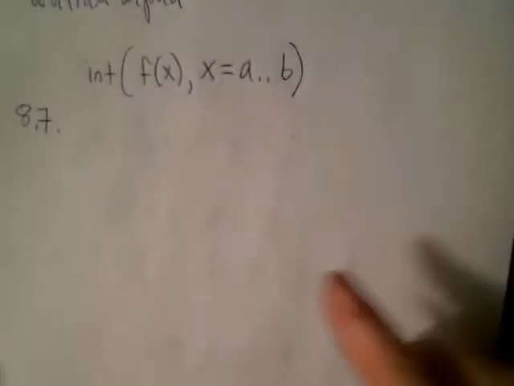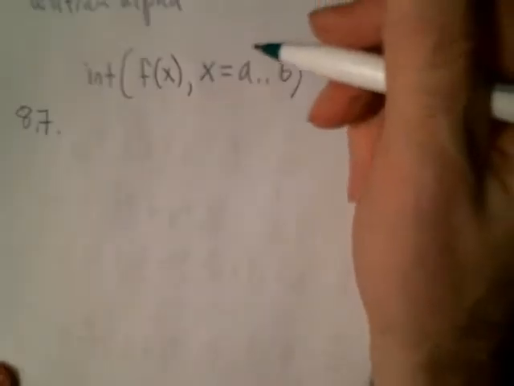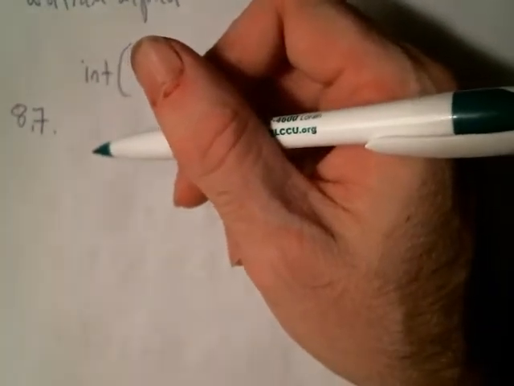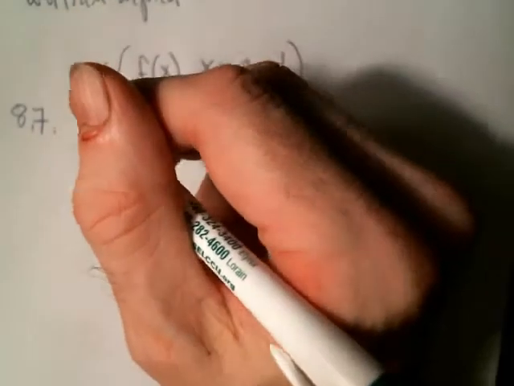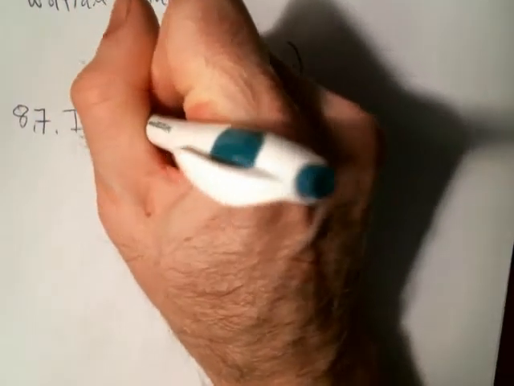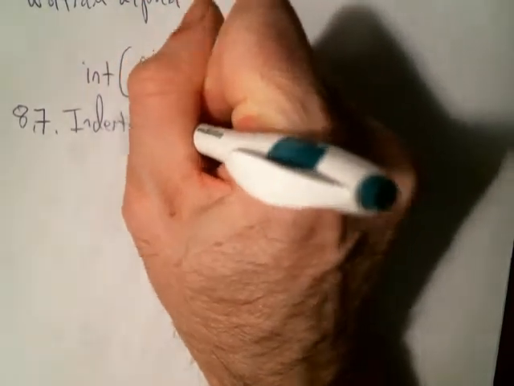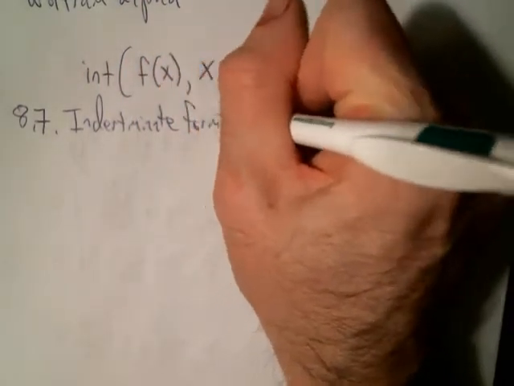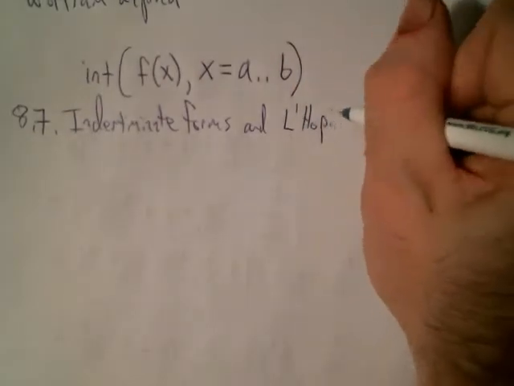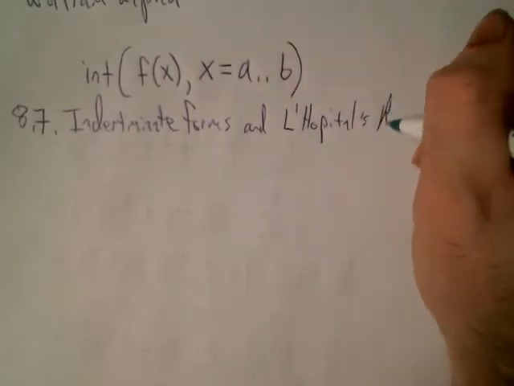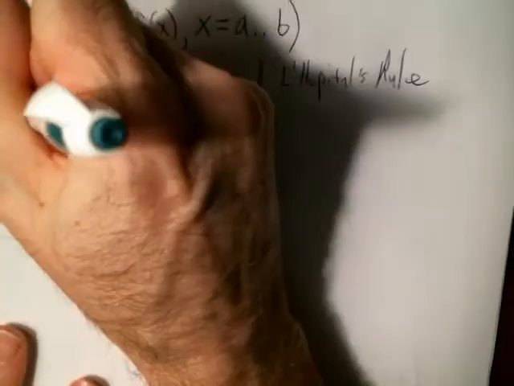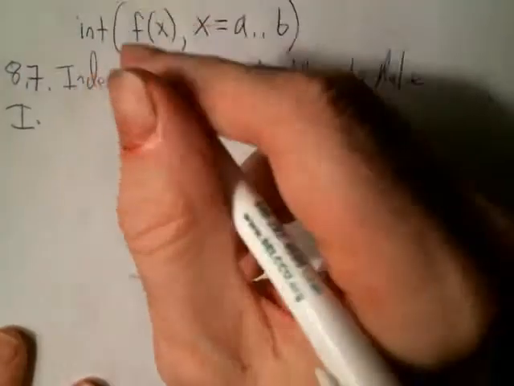8.7 now is going back to doing limits, because in 8.8 we need to do these things called improper integrals, which will require these types of limits. Okay, so 8.7 is indeterminate forms and L'Hopital's rule. Okay. So what are indeterminate forms, and what did we learn in Calc 1?